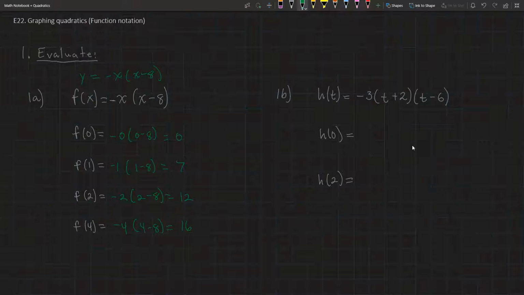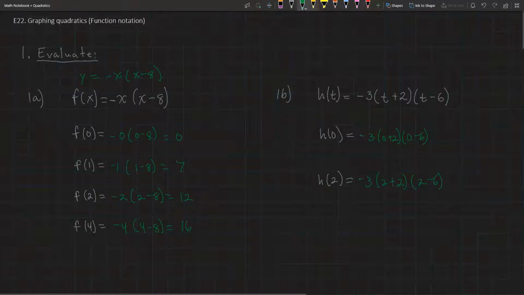Does that change how we were thinking in this part? No, it doesn't. We're still going to plug in a value wherever we see a t. Now we're going to substitute that with the 0. So -3 times 0 plus 2 times 0 minus 6. And then this one will become -3 times 2 plus 2 times 2 minus 6. And remember, all we did was substitute wherever we saw the 0.